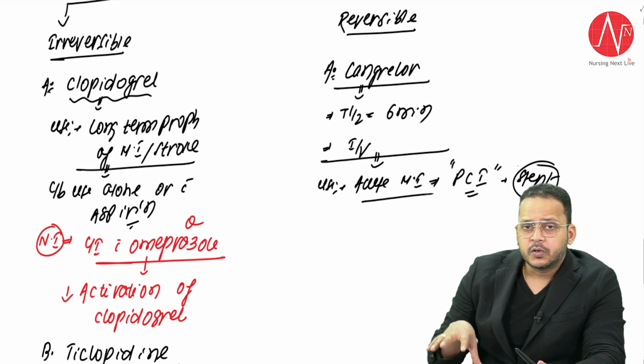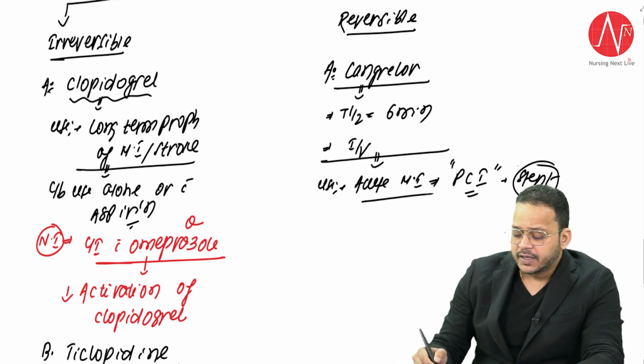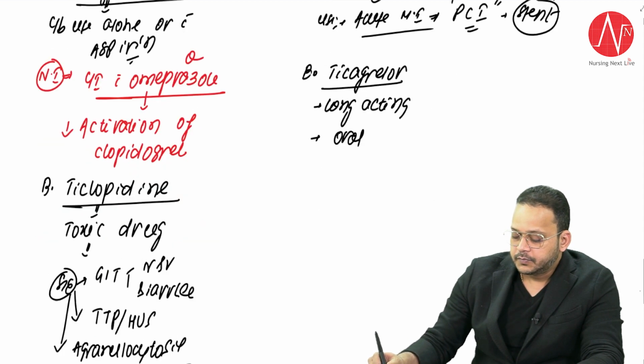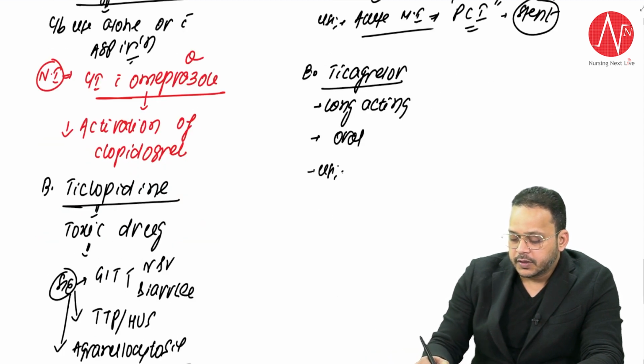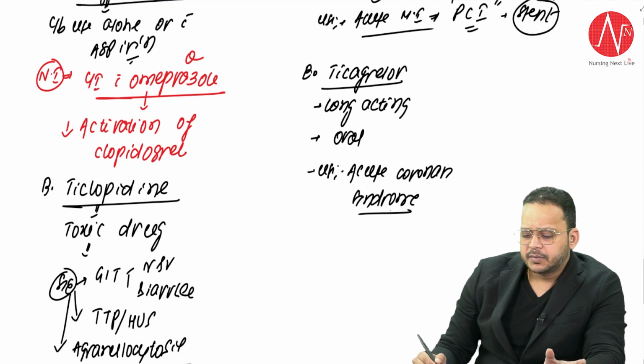Now for that particular procedure, I need antiaggregant because you are introducing a catheter into the blood vessel that can itself cause thrombosis. To prevent that, I can use cangrelor, right? Whereas ticagrelor is long acting and it can be given by oral route. Yes, it is also used in treatment of acute coronary syndrome, just like prasugrel is used.